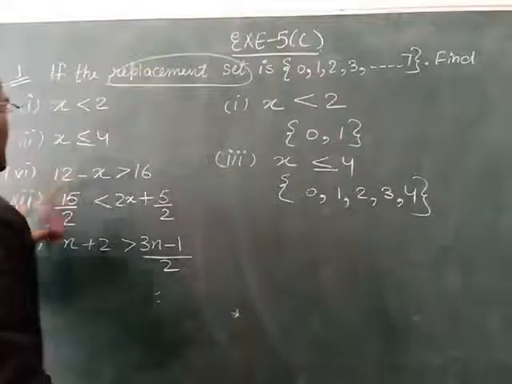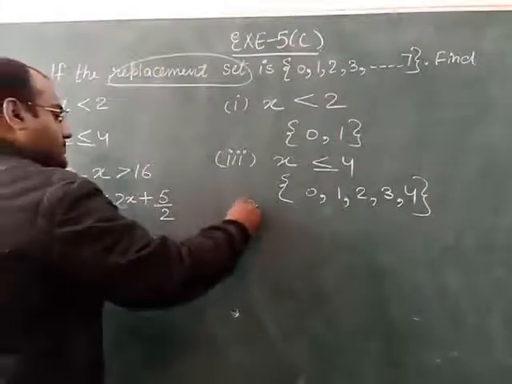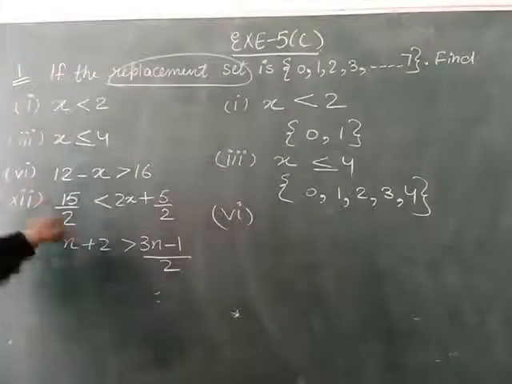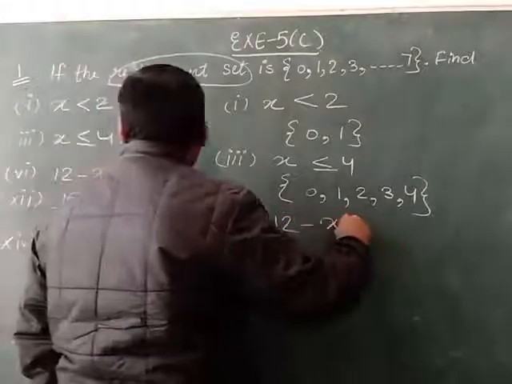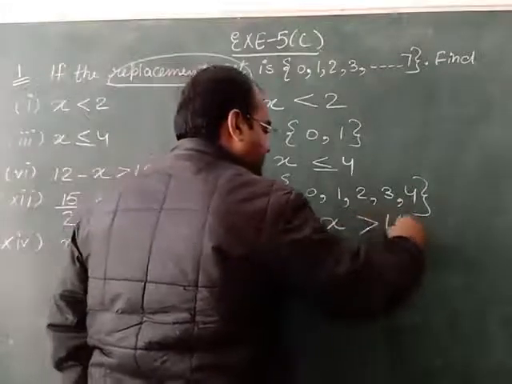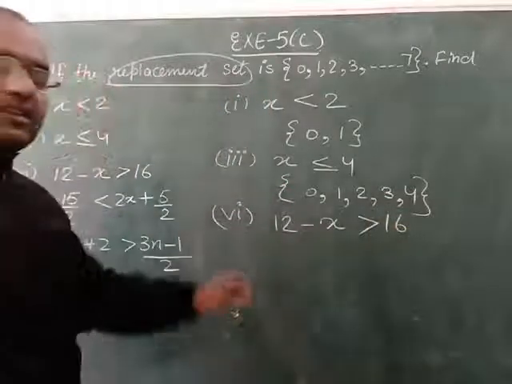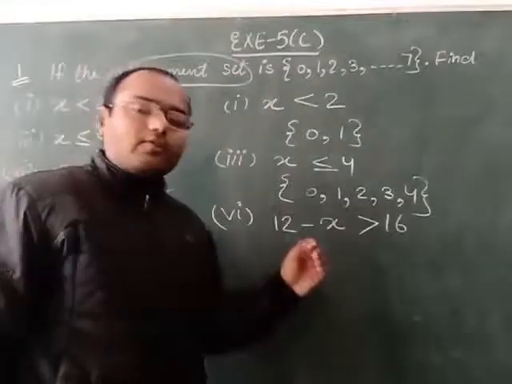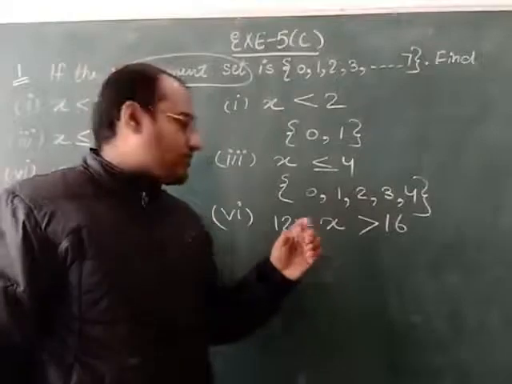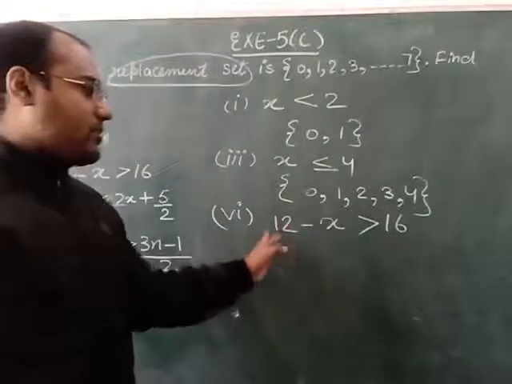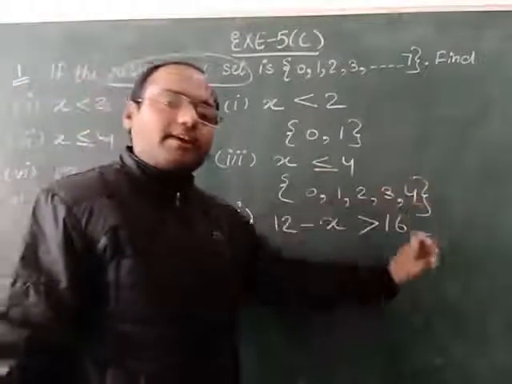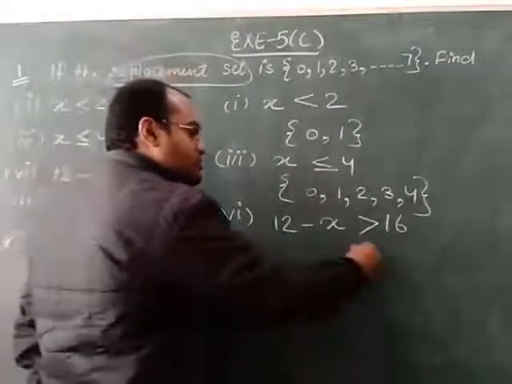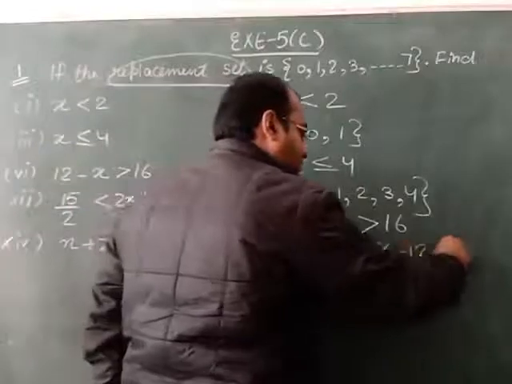Now see another part, part number 6. 12 minus X greater than 16. So in this question what you have to do, first of all we will make the variable alone. We will remove this number. This number we will take on the right hand side. Here it is plus 12. When we bring it on the right hand side, it will become minus 12. So 16 minus 12 we will write there.